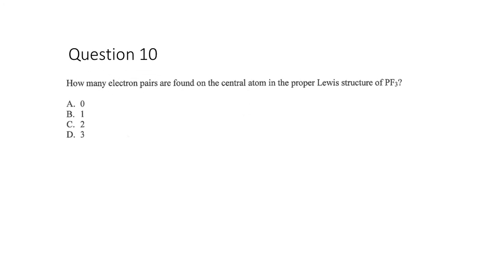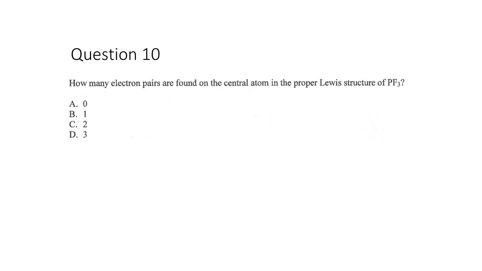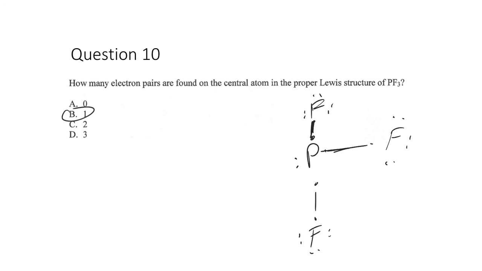10, how many electrons are found in the central atom of PF3? So phosphorus, like nitrogen, kind of has this dot structure. Fluorine has this dot structure. So we're going to have PF3. And so this is our Lewis structure for PF3. So we get one lone pair. You can also do this. We'll see this as we go in the chapter.